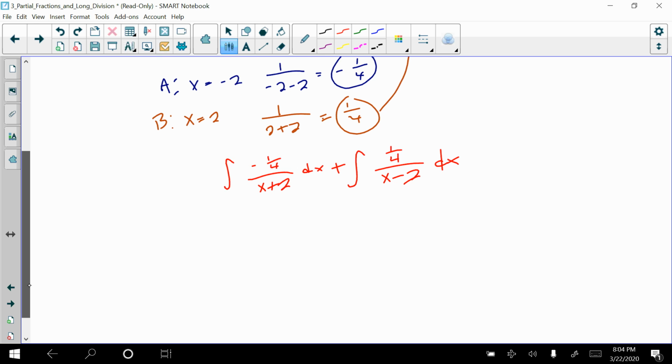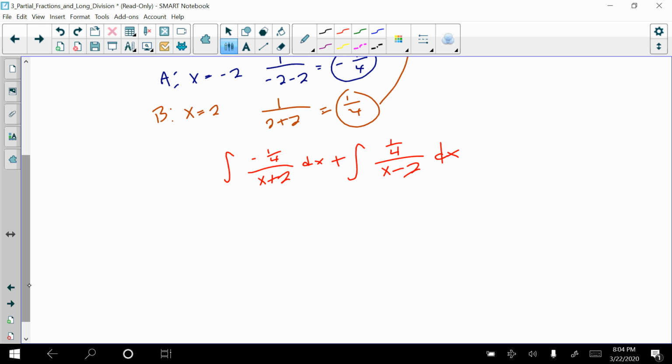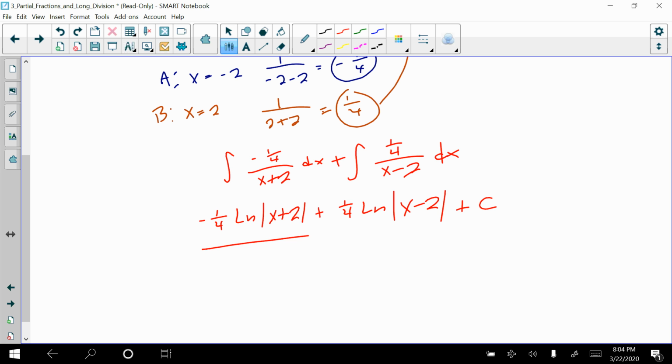And now, particularly because these are fractions, we want to go ahead and pull them out, although it's not strictly necessary, because if I take the antiderivative of the way they are now, it is still the numerator, natural log of the denominator. So this will become negative 1/4 times the natural log of x plus 2, plus 1/4 times the natural log of x minus 2. And because we're doing the indefinite integral, we say plus C, and there is your solution.